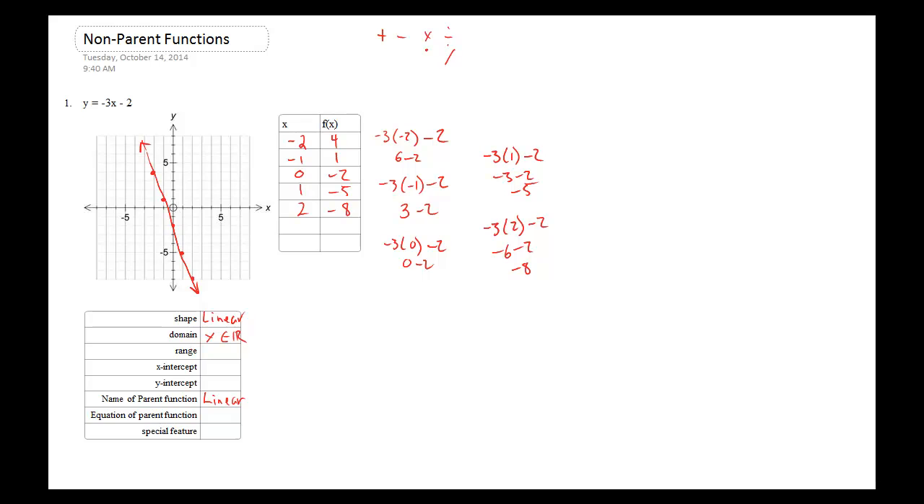It's a similar thing for range. Yes, it's going to the left there, but it's also going up, so it does go up and up forever, and it does go down and down forever. And so if it goes up forever and down forever, then the range is y is all real numbers.